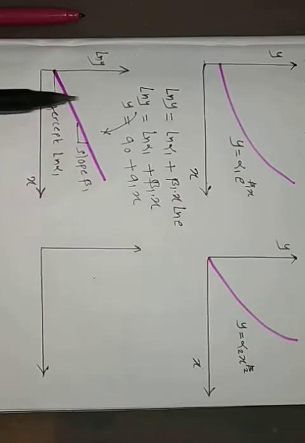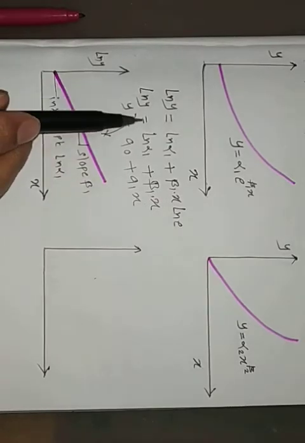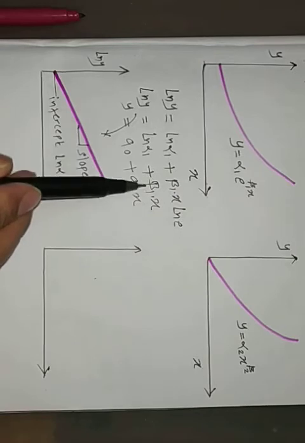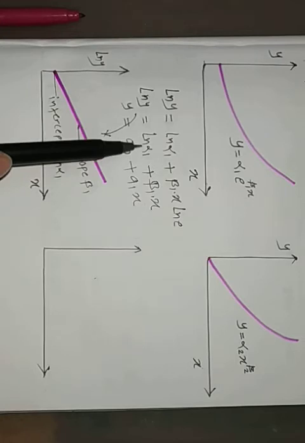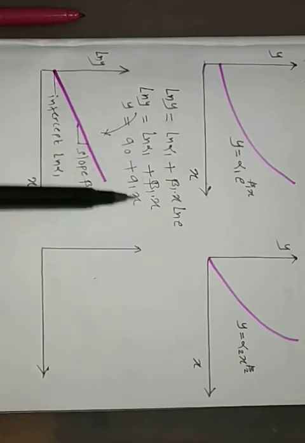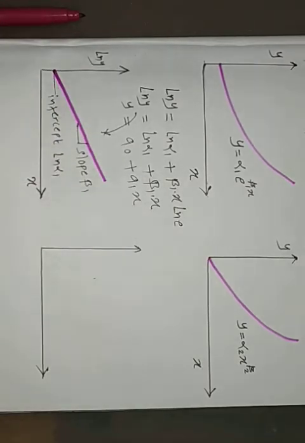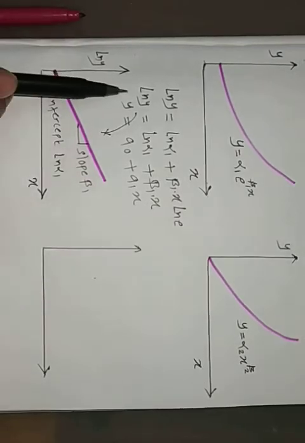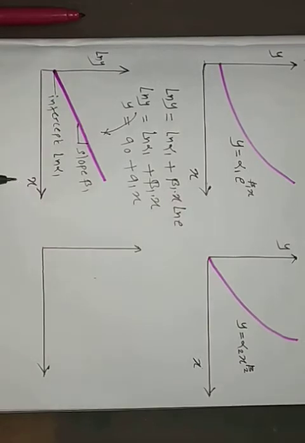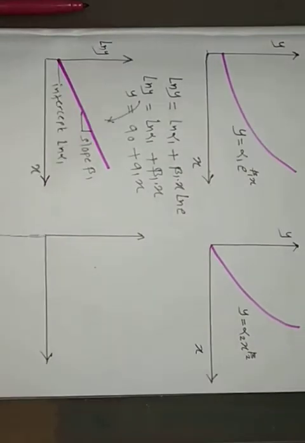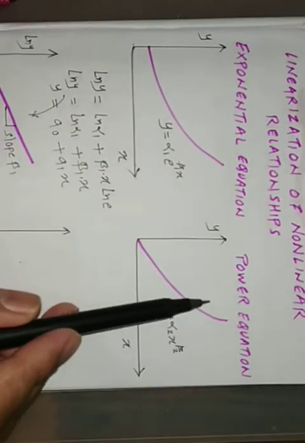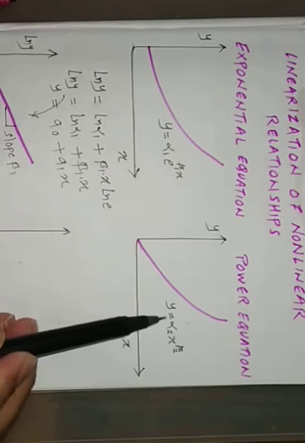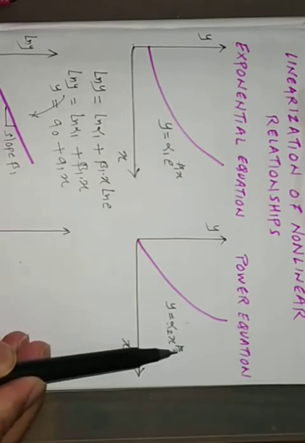Okay. So now using this relationship, ln of y is equal to ln of alpha 1 plus beta 1 x, we can find out the values of this ln alpha 1 and beta 1, and then we'll get the relationship in linear form, that is natural log of y versus x. Okay. Similarly, we can linearize this power equation, that's y is equal to alpha 2 into x raised to beta 2.